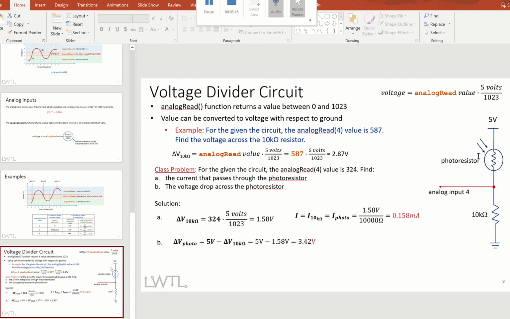Then how about the voltage across the photoresistor? It's going to be 5 volts minus that 1.58. That gives us the voltage across here as 3.42. And of course, you can also figure out the current going through using Ohm's law. It's going to be the voltage divided by 10,000 ohms. That's going to give us the current in milliamps. A milliamp is 10 to the negative 3 amps. All right, so that is the circuit voltage divider using this photoresistor.